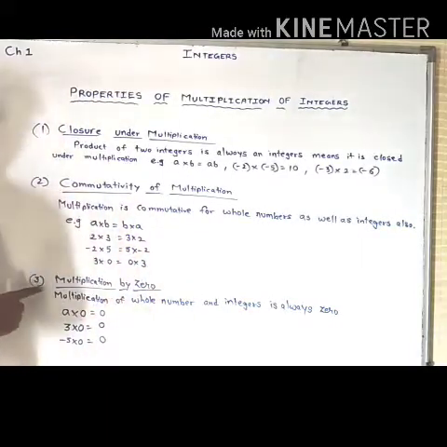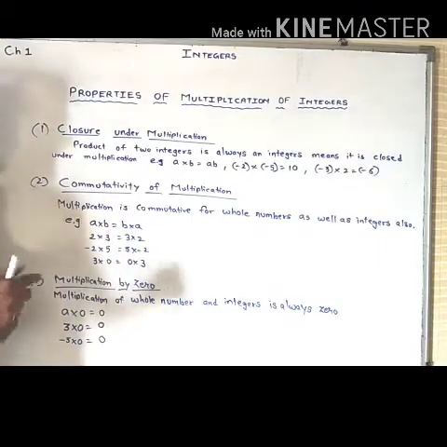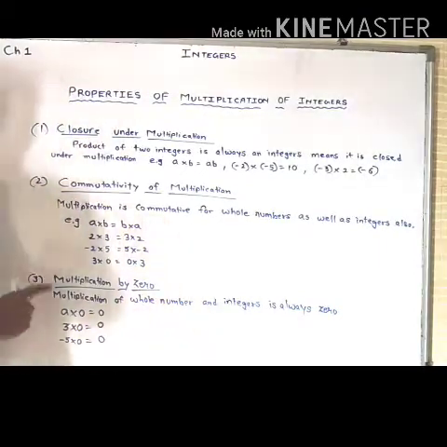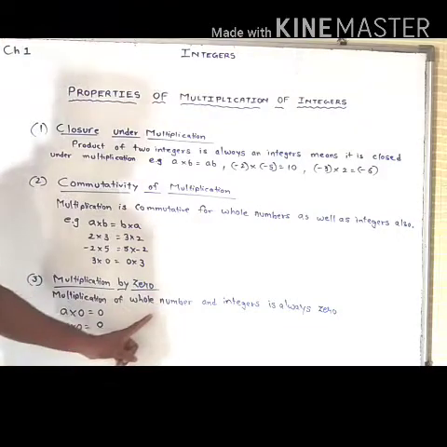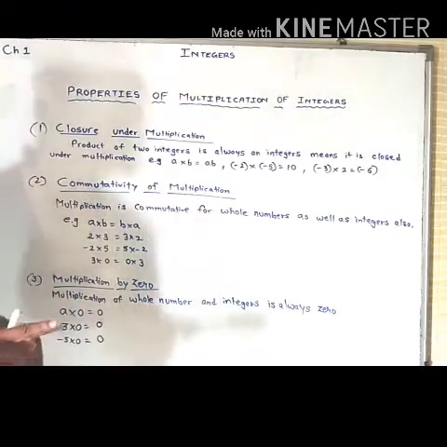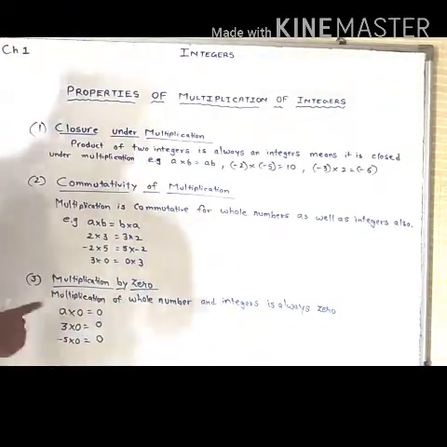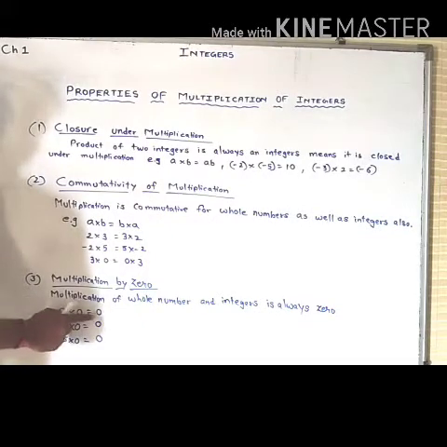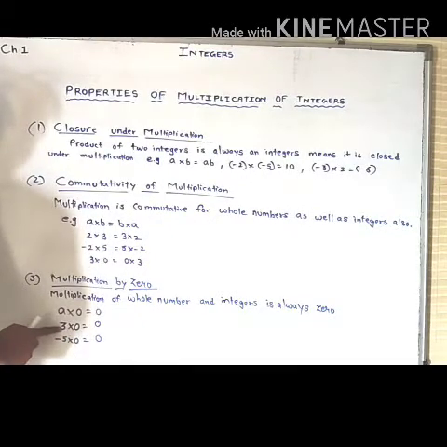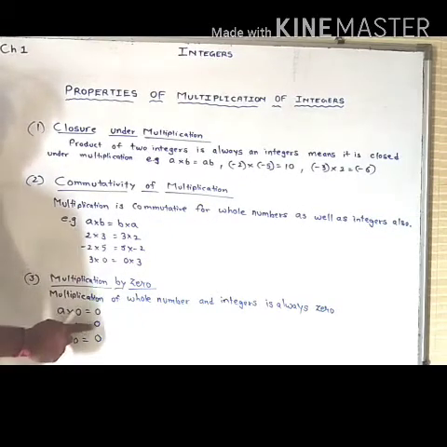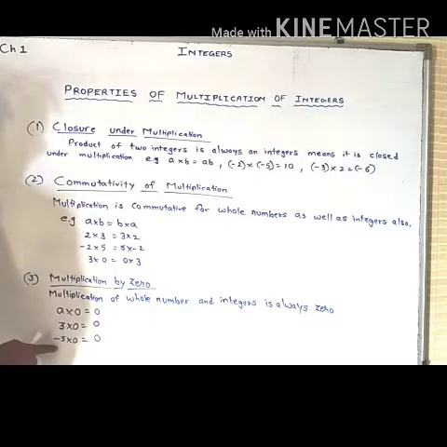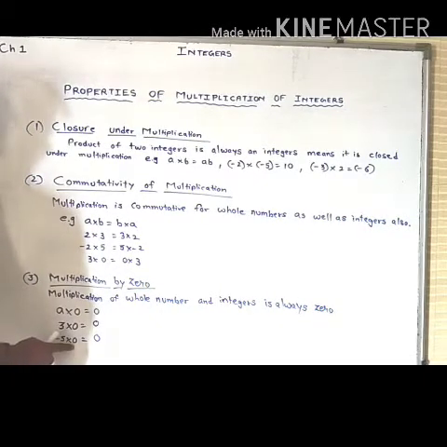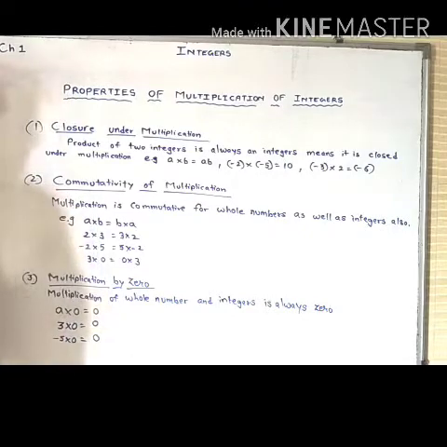Now let us see multiplication by 0. How will you get the value 0? When any integer or whole number is multiplied by 0, you always get 0. See, a into 0 is always 0. 3, a positive integer, into 0 is also 0. Negative 5, a negative integer, multiplied by 0 is always 0.